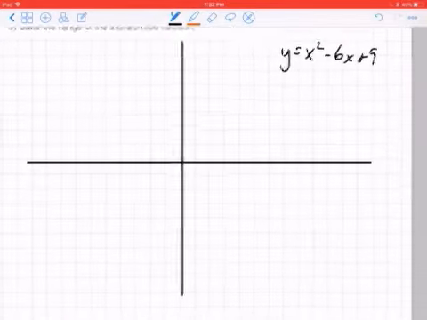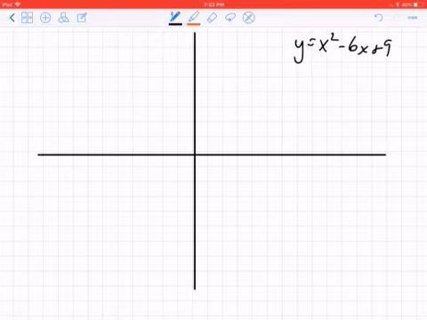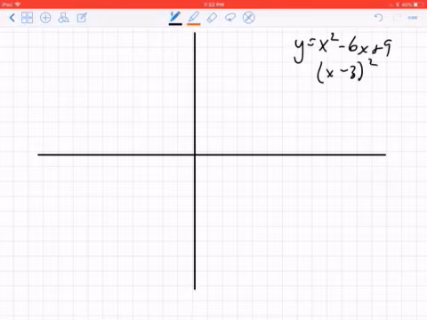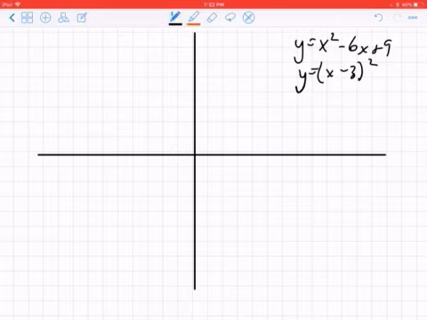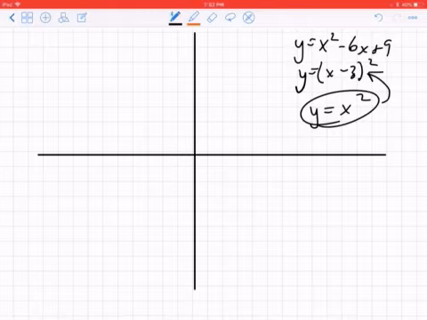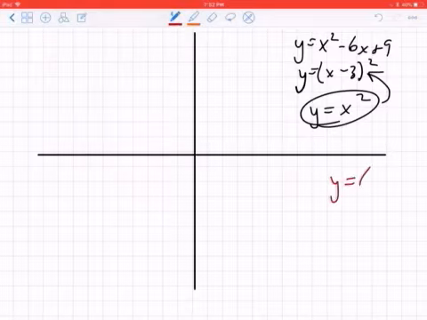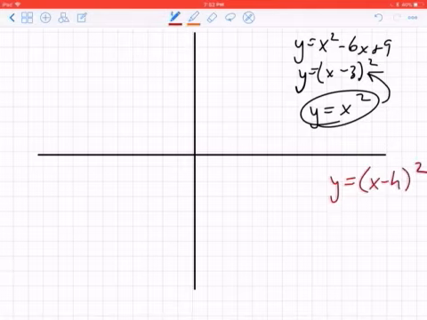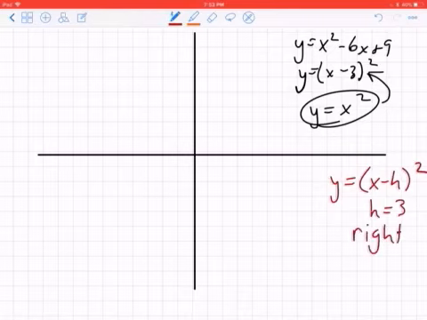Now the nice thing about that is if you're good at factoring, you can actually see that that's going to factor to x minus 3 squared. So really, if this is the parent function y equals x squared, then when we get to x minus 3 squared, that's just a horizontal translation where h in that case is going to be positive 3, right? Because if we go y equals x minus h squared, then h here becomes 3, which means the entire graph is going to move right 3.